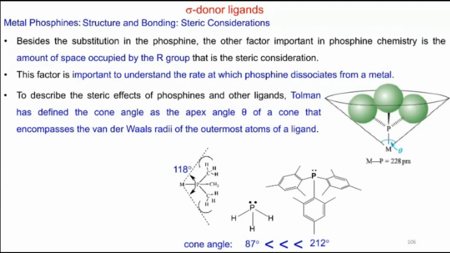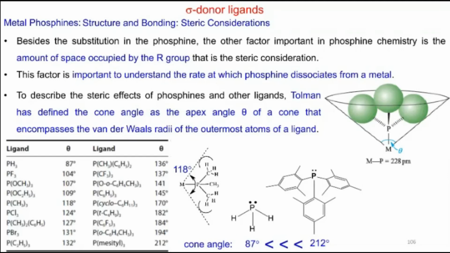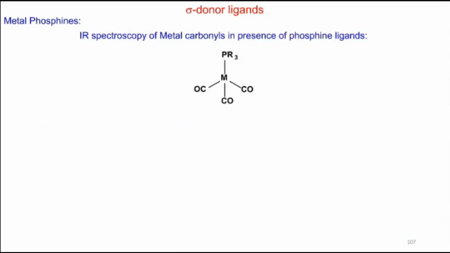As the cone angle increases, the bulkiness of the ligand increases. Look here, PH3 has the smallest angle, a cone angle of 87 degrees, and for the bulky one it is 228, and 118 depending on the bond angle, and that's what we talk about. Therefore, I can tune the ligand not only in terms of electronic and other properties, I can also tune it from the steric factor. This is more important.